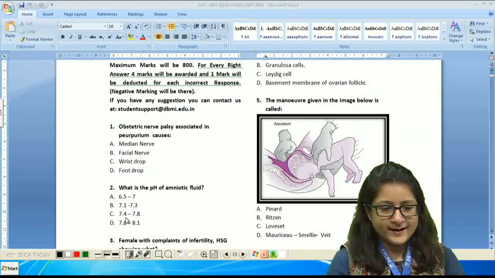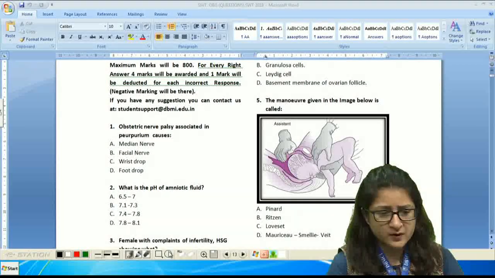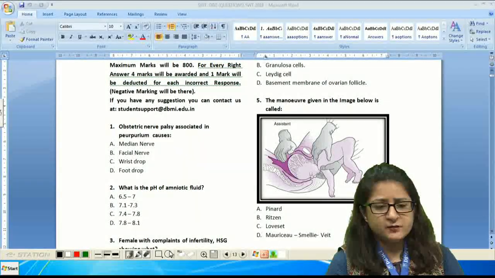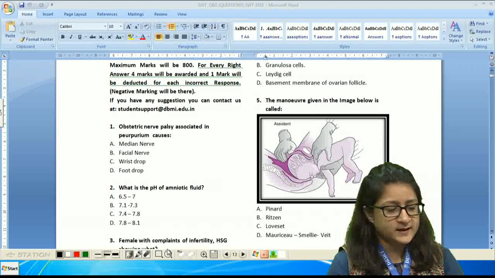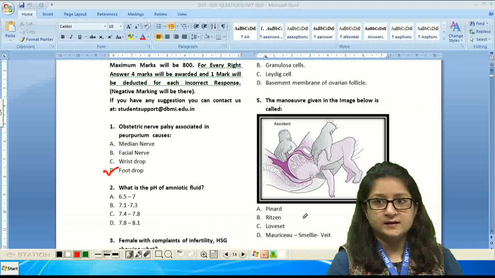All right, so let us see here question number one. When you read question number one, it says obstetric nerve palsy associated in puerperium causes which of the following? All right, now the correct answer for this question is D, foot drop. Foot drop is the correct answer.